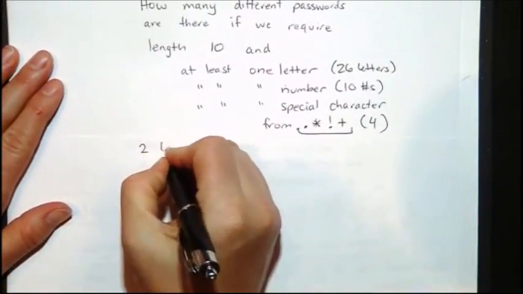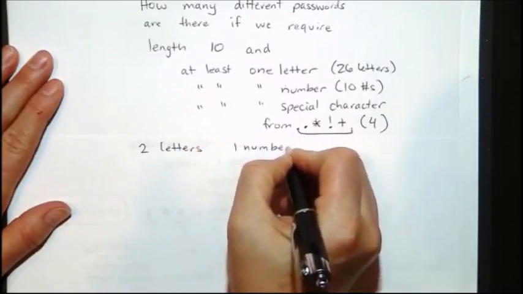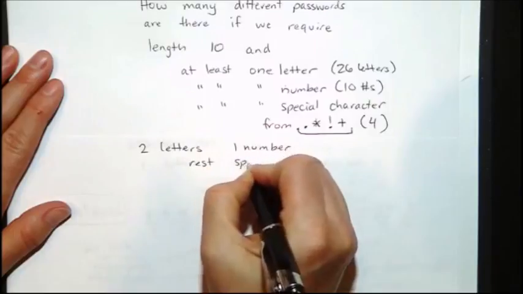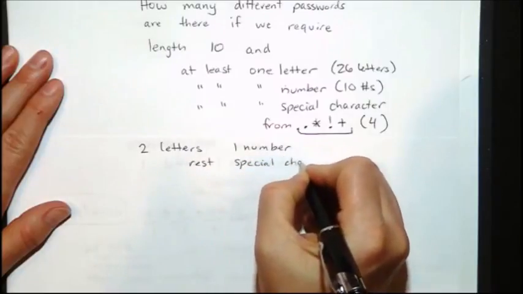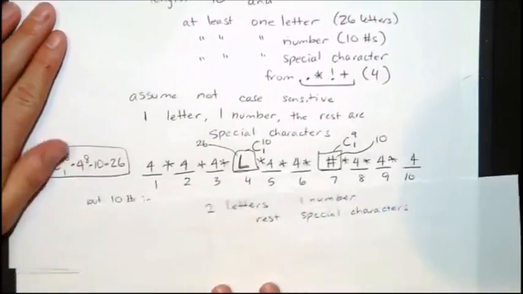Okay, so we're going to do 2 letters, 1 number, and the rest special characters. Now let's look at our formula for the prior problem.